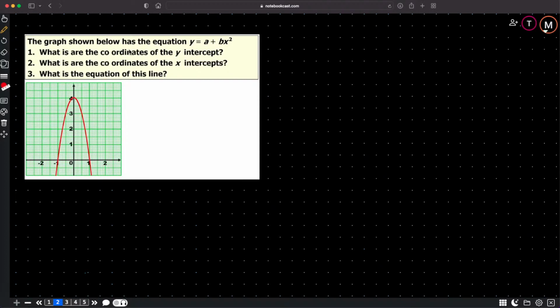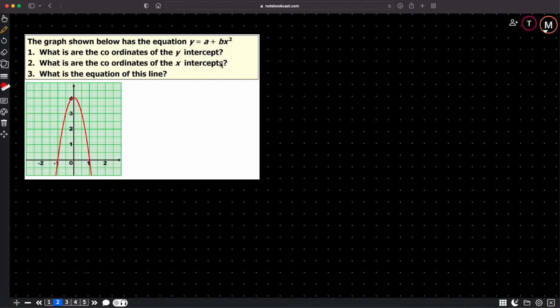The graph shown below has the equation y equals a plus bx squared. What are the coordinates of the y-intercept? If you've been doing some exam revision, you might see that this is not exactly an exam question. An exam question might say something like the graph passes through certain points, but here we're just asking you to look at the graph and find the points from the graph.